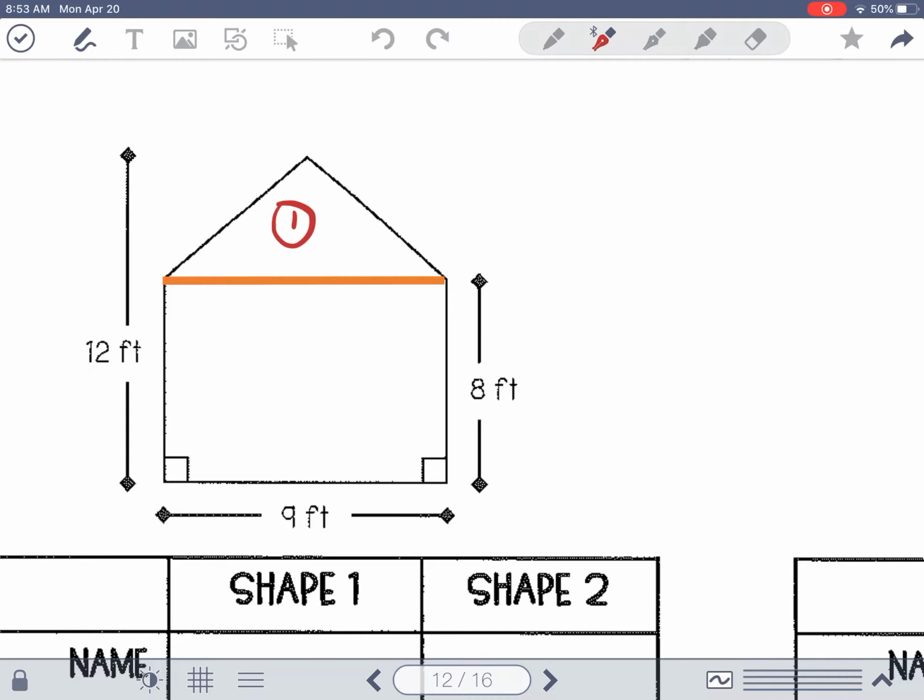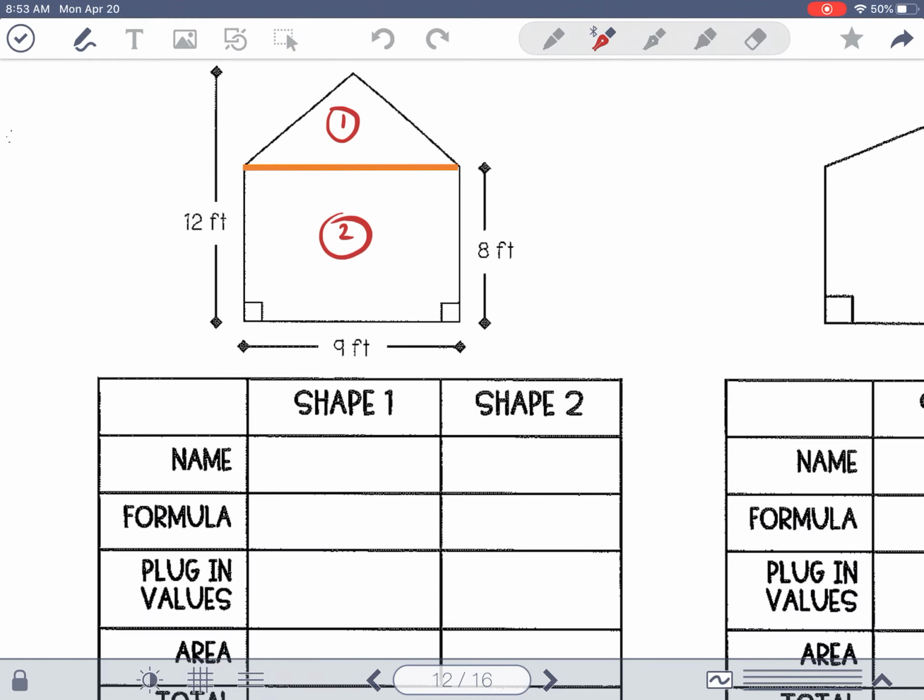So this is shape 1, and this would be shape 2. So let's go below and take a look. We've got shape 1 and shape 2. What is the name of shape 1? That is a triangle. What is the formula for shape 1? Everyone knows to go straight to their STAR reference sheet to find the formula. So the triangle is 1/2 base times height.